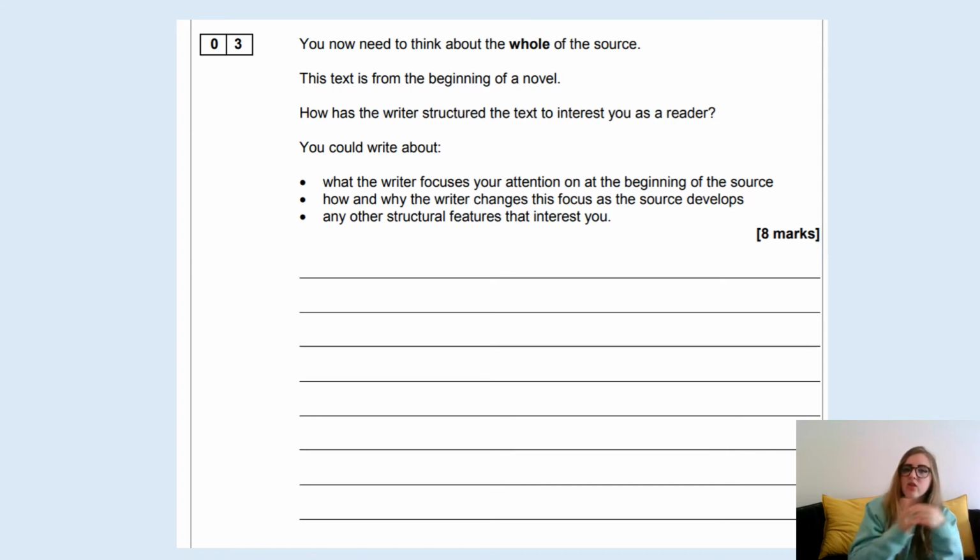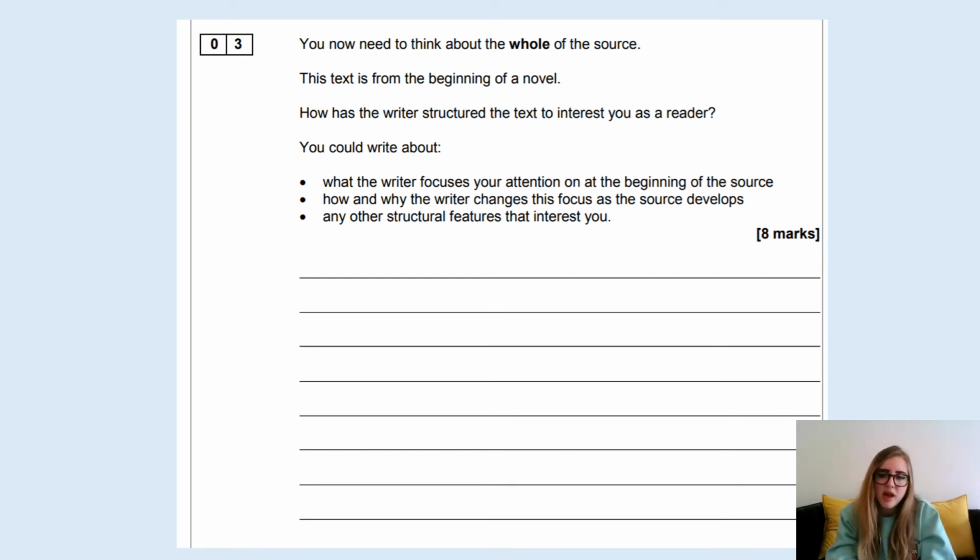Suzanne Collins takes us on a diversion where she starts talking about Katniss's past, and it's frustrating for us as readers because we just wanted to get to the action. We want to know if Katniss is going to live or die. She's going to kill someone, and so writers sometimes slow the pace down to keep us hooked and wanting to read on.